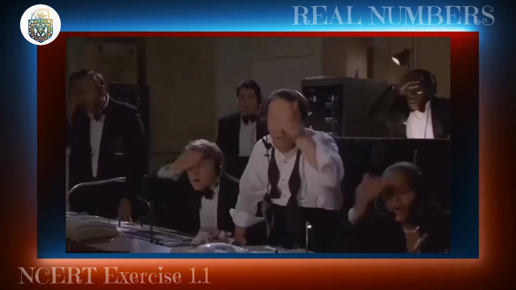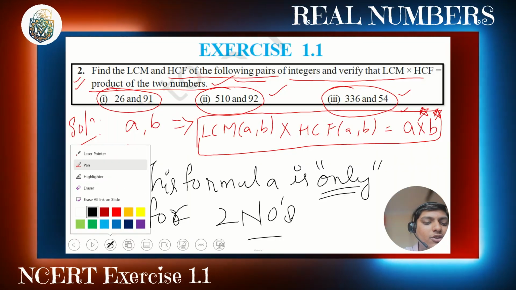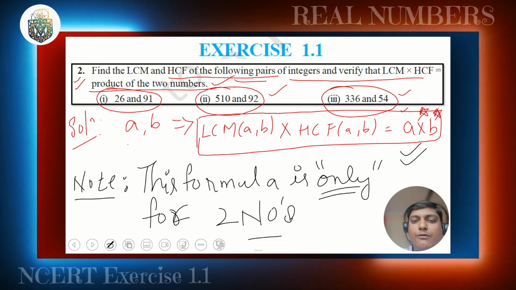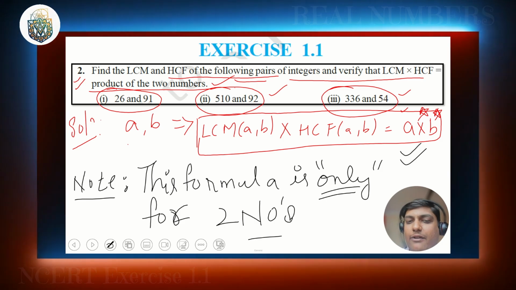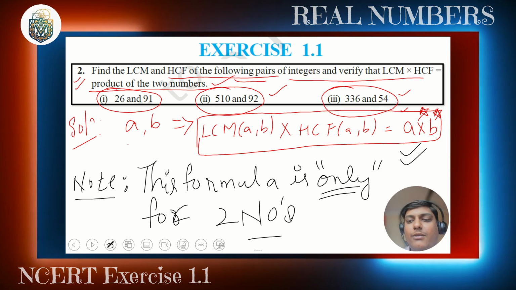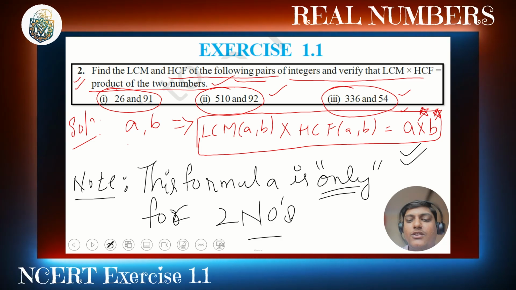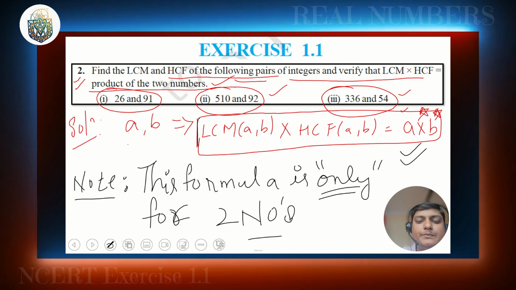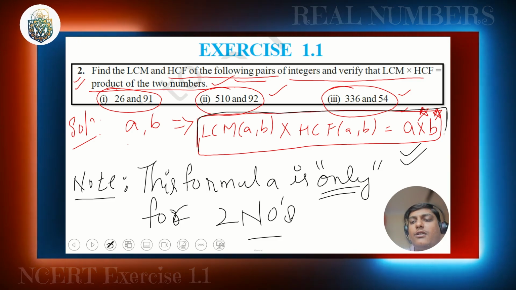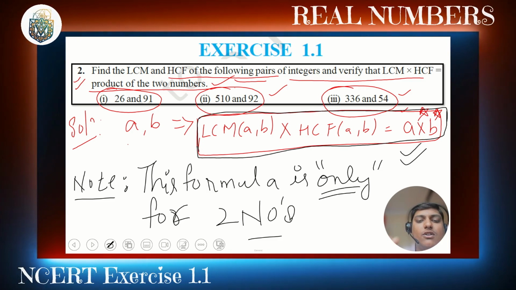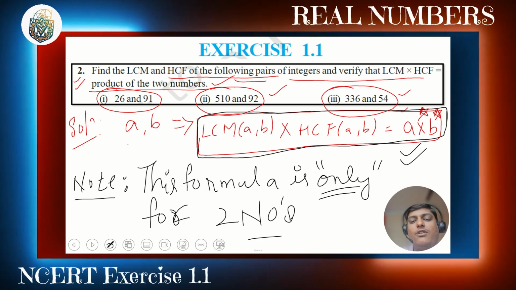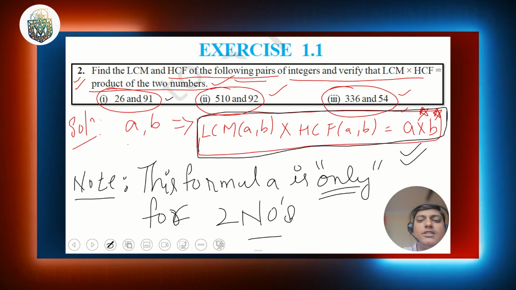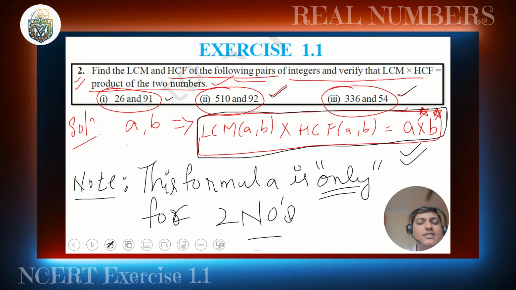If you ask me what we have to do when they ask to find the LCM for three numbers, then I have one more formula for that. We will see that formula in the upcoming questions. As of now this is the formula for two numbers. So let's solve this question and check whether this formula verification is successful for these numbers. Let's start with the first question.